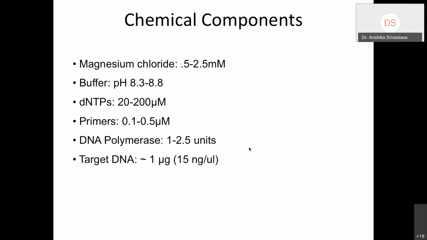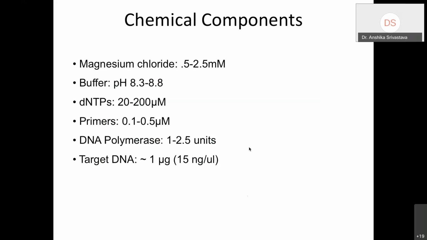So what were the chemical components used in carrying out the PCR reaction? You have magnesium chloride, with molar concentration and pH written next to it. You have the buffer, you use dNTPs, that is ATGC, and you have primers of interest, designed for the gene of interest which you would be interested in amplifying, DNA polymerase, and the target DNA. If you are amplifying a segment of a gene, for example, say 500 base pair, usually 50 nanogram per microliter works.